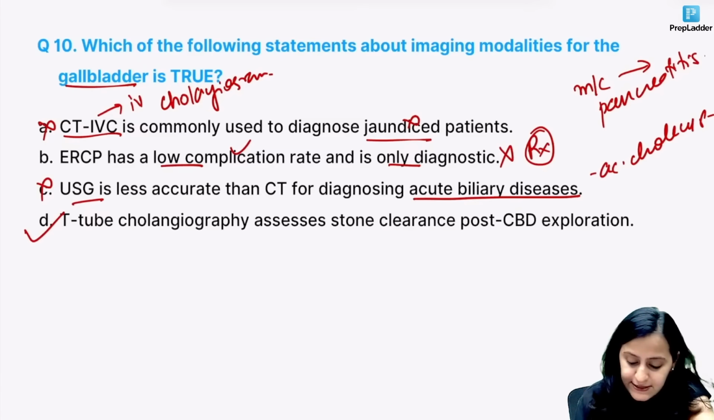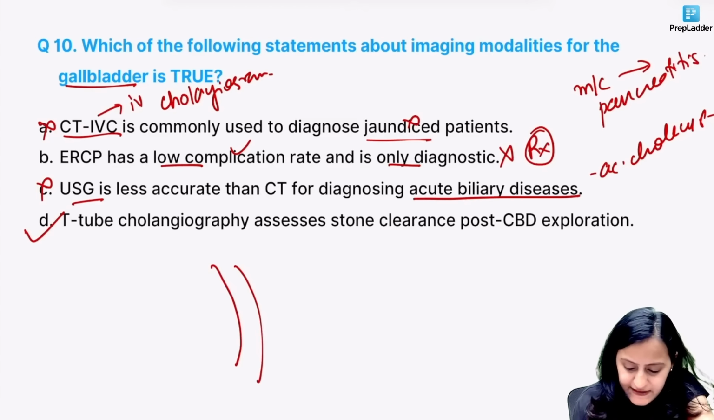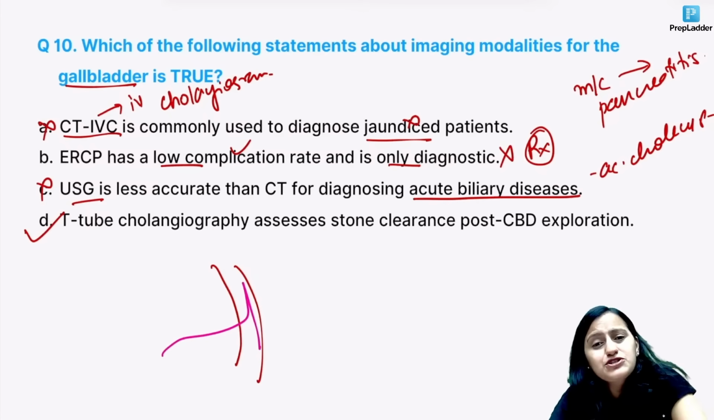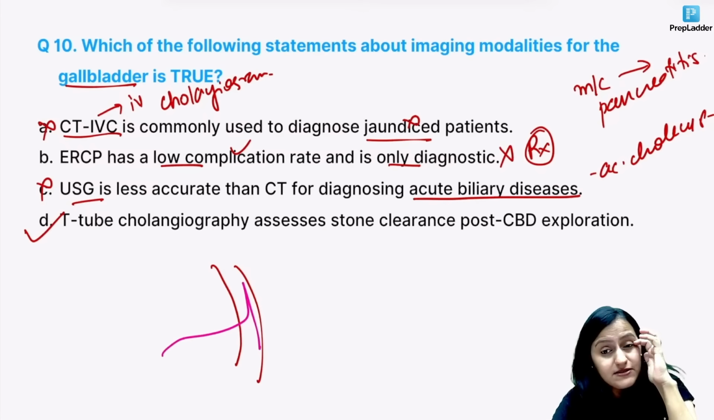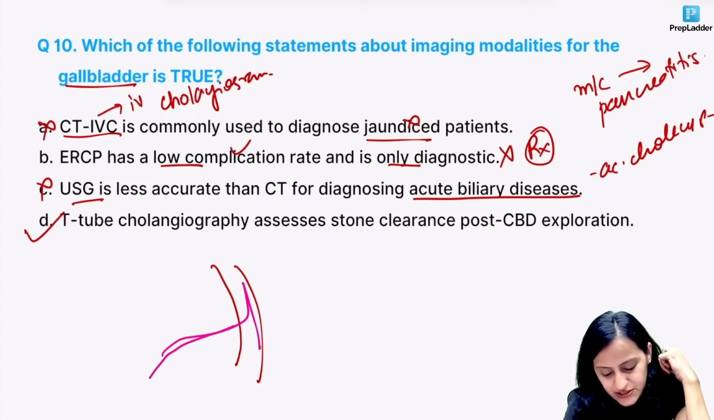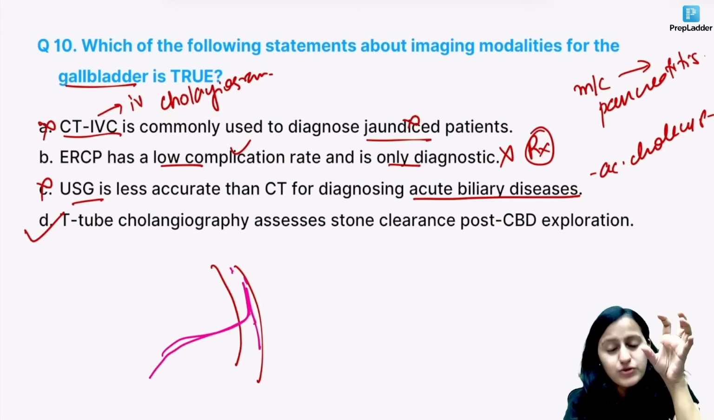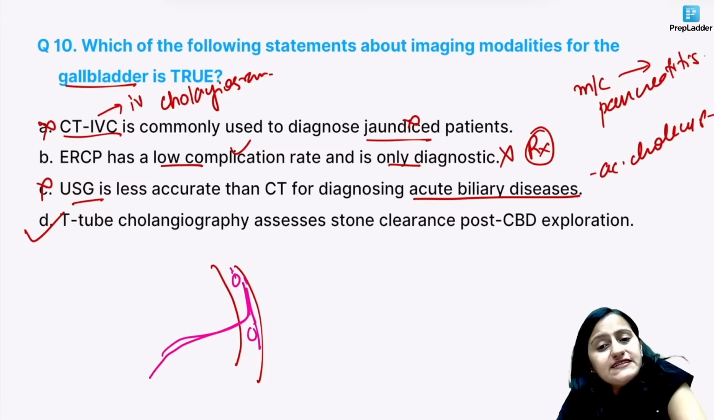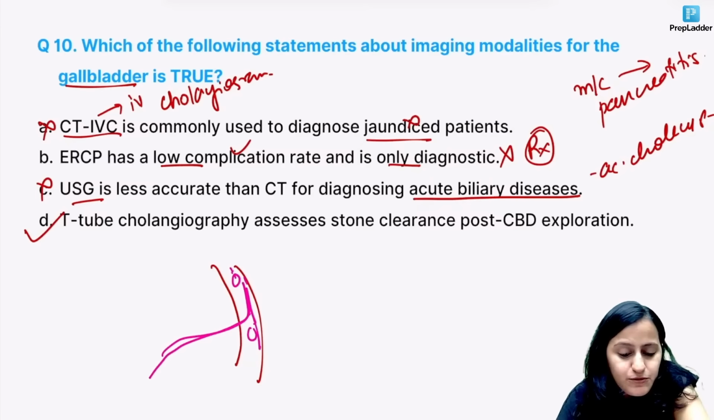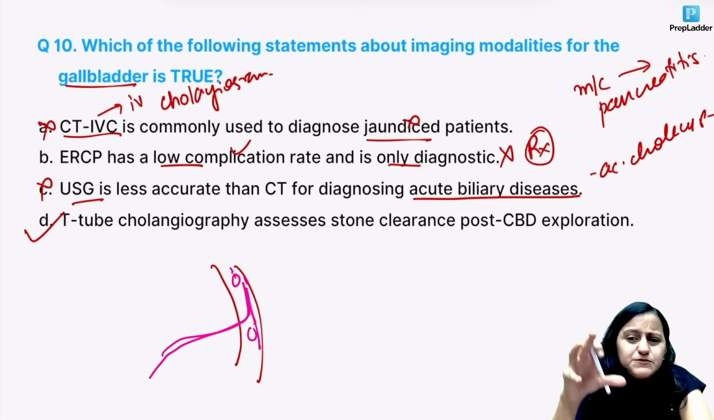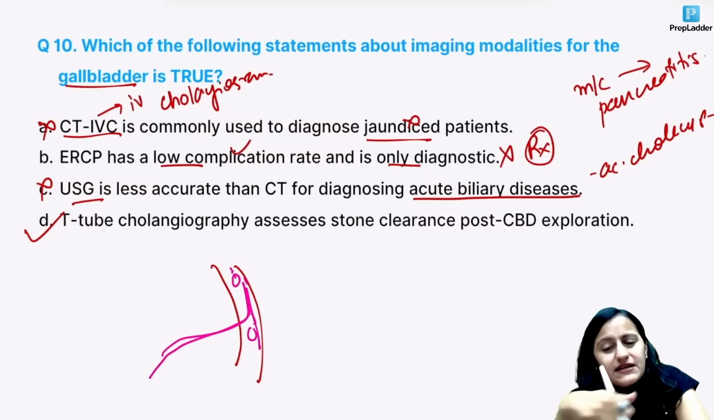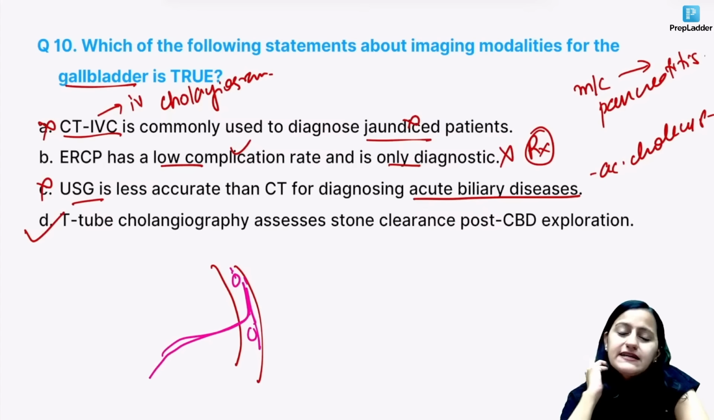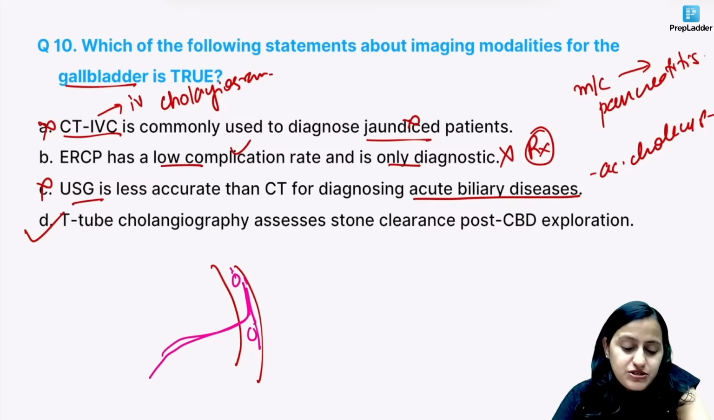That is correct. So if this is the CBD, you have a T-tube which goes into the CBD, right? The T-tube cholangiogram is done 7 to 10 days after the surgery. We put the contrast through this T-tube, and if there is any stone, you will see the filling defect in the CBD. So it helps in assessing the stone clearance post CBD exploration. The T-tube is put into the CBD post surgery, basically for draining the CBD, and also for diagnosing any residual stones, any residual stricture in the CBD.